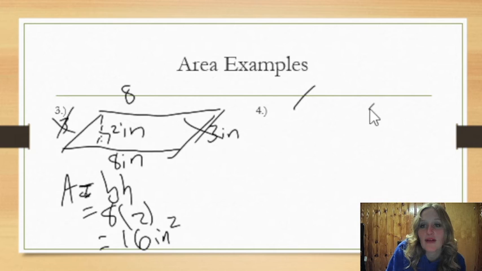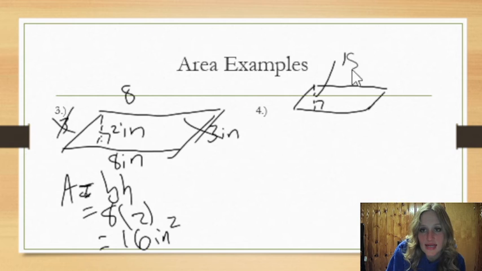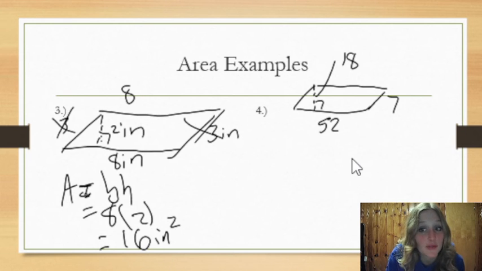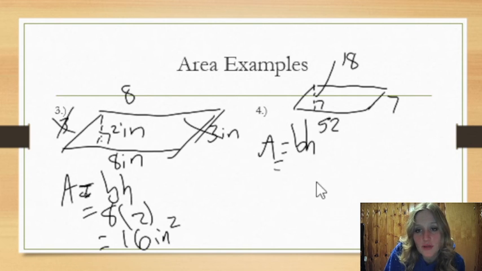Let's say I have another parallelogram here, and let's say it has 18 here, and then it's got 7 here, and then it's got a 52. Miss Nolte, where's my units? We'll see what happens when they don't provide you units. Sometimes they don't. So I'm going to have A equals BH. Once again, it's really good practice to always write down your formula.